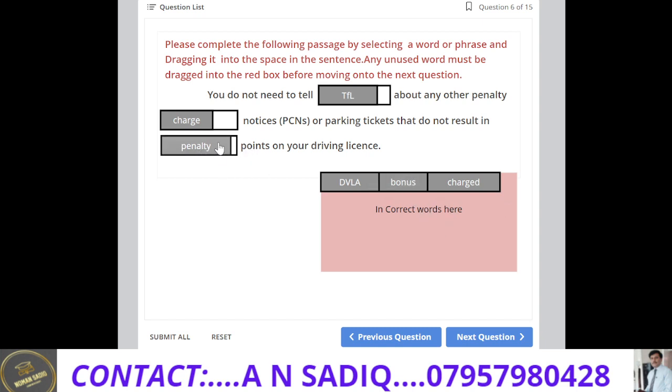He is not talking about the bonus point. He is talking about the penalty points. So here there should be charge, not charged. Here should be TFL, not DVLA. So remember all these points.